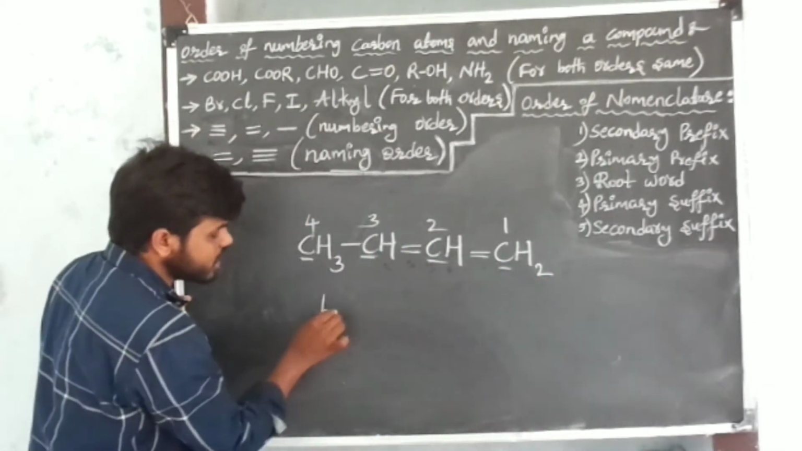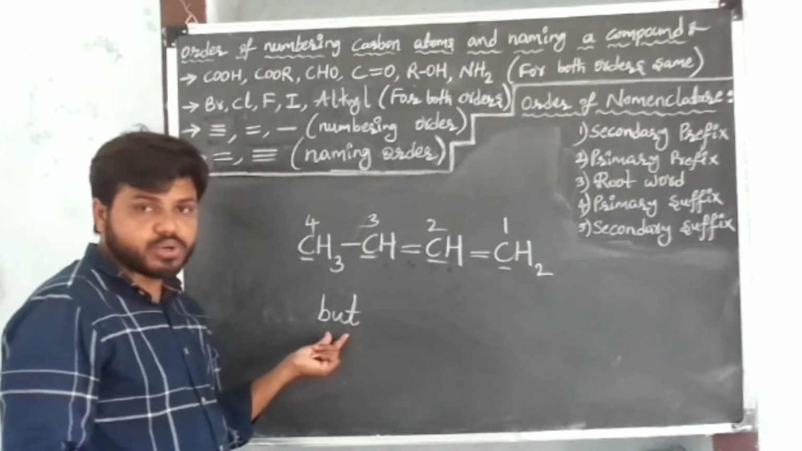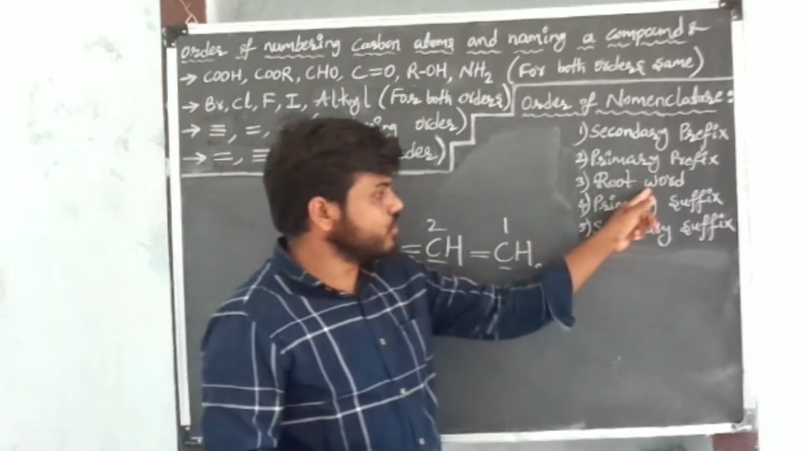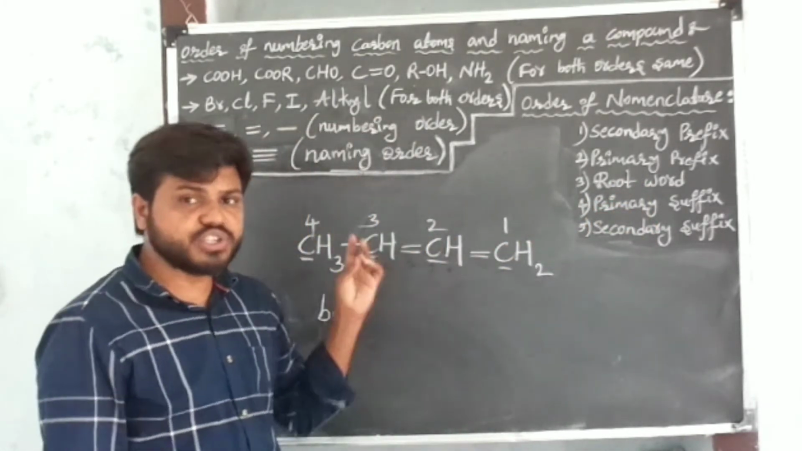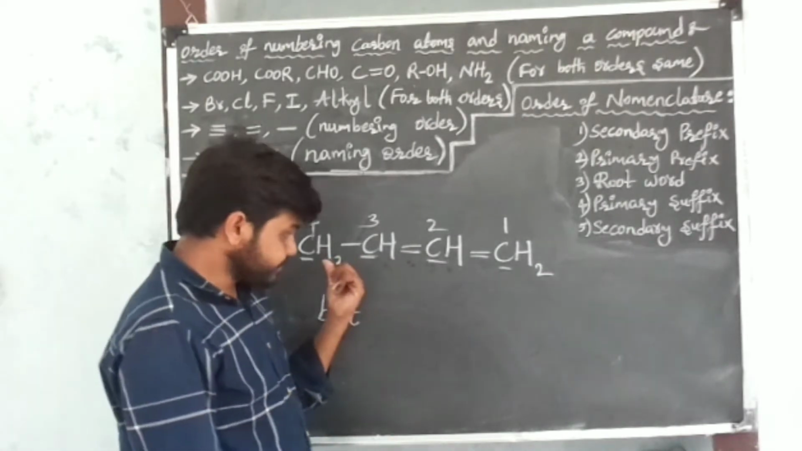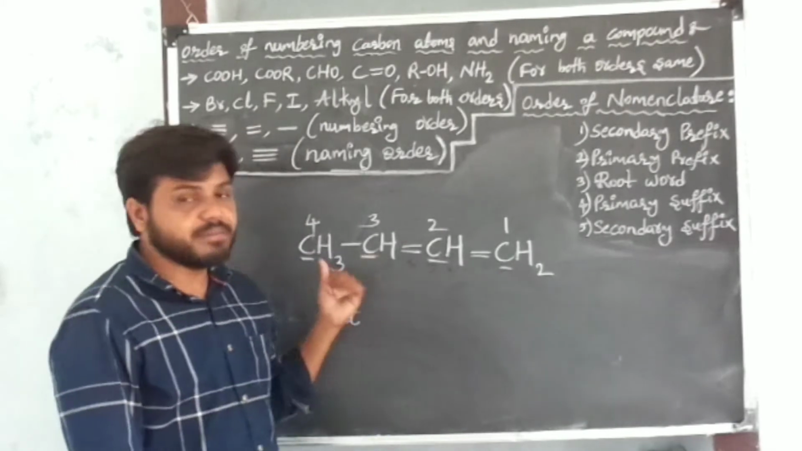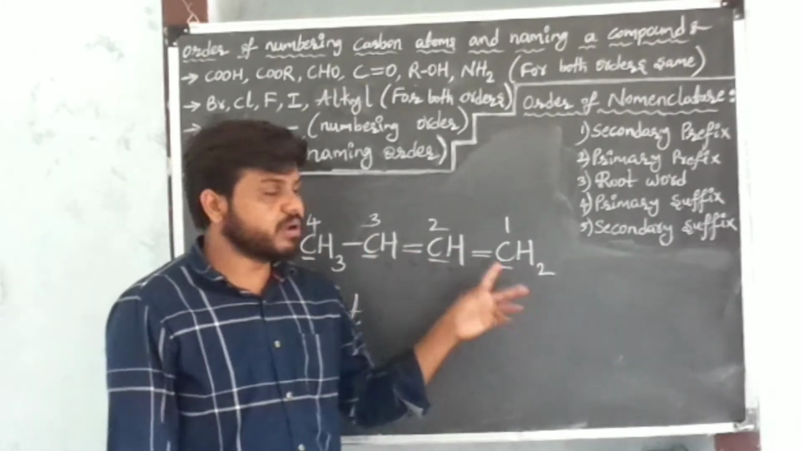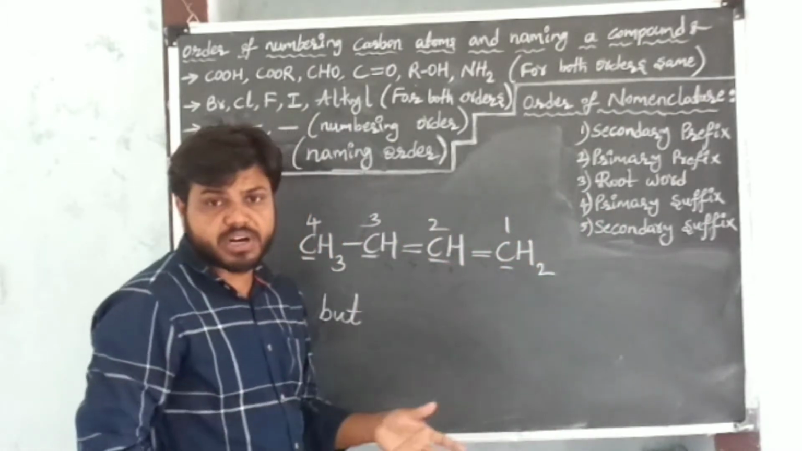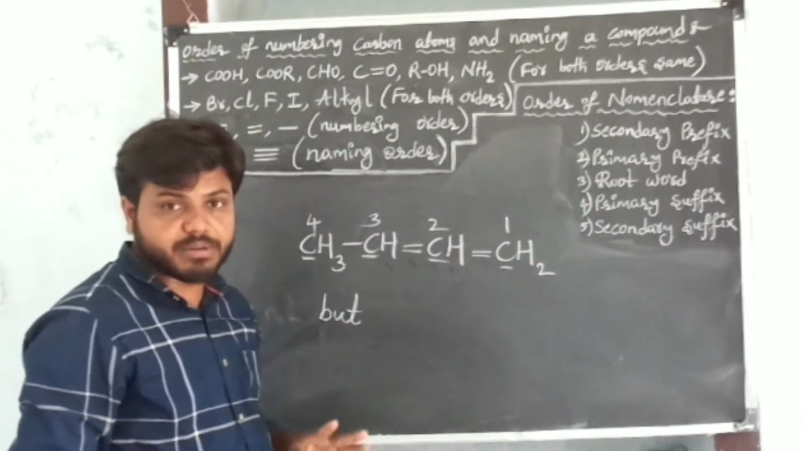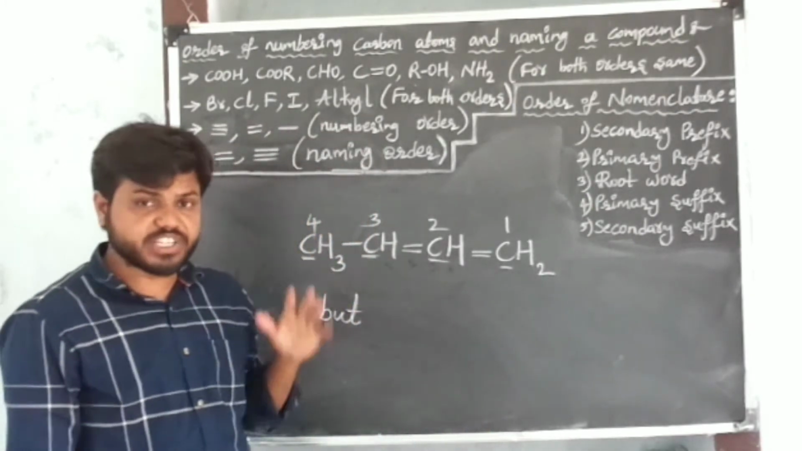The root word for 4 carbon atoms is but. I have written the root word. After writing the root word, go to the primary suffix. Primary suffixes are single bonds, double bonds, and triple bonds. In the given compound, there are 2 double bonds and all the remaining bonds are single bonds. When we have double bonds, there is no need to write the suffix of single bonds.